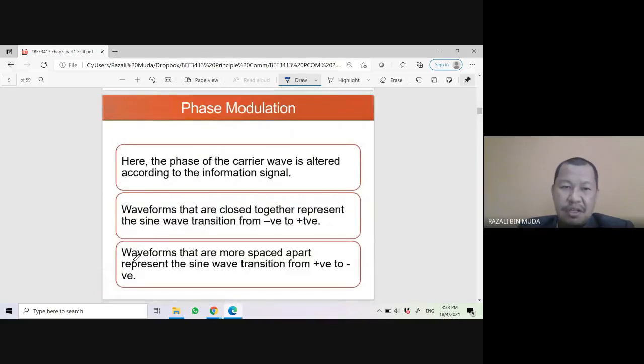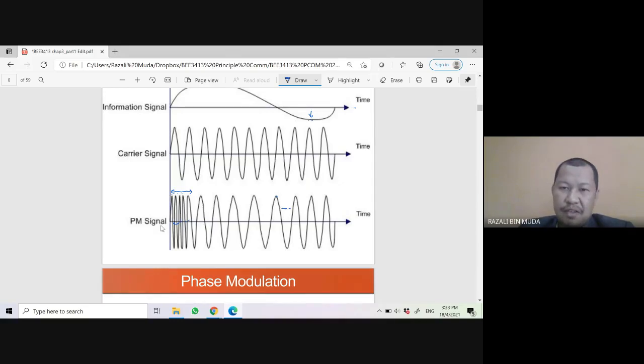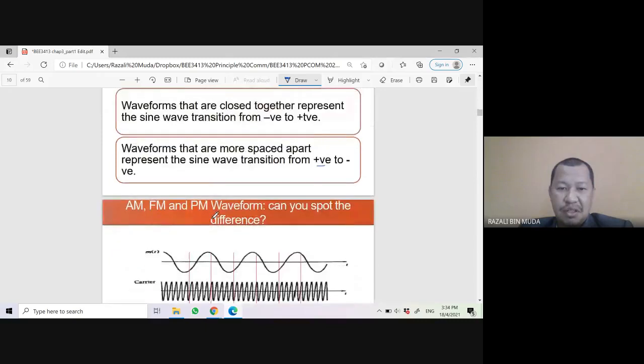Phase modulation: here the phase of the carrier is altered according to the information signal. Waveforms that are close together represent the sine wave transition from negative to positive. Waveforms that are more spaced apart represent the sine wave transition from positive to negative. So this positive to negative has a higher frequency. We will discuss this phase modulation later, after the frequency modulation.